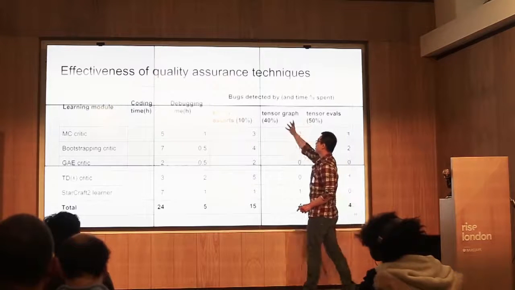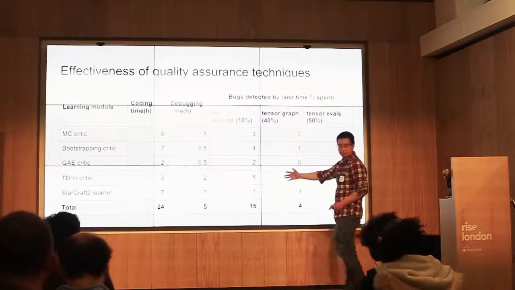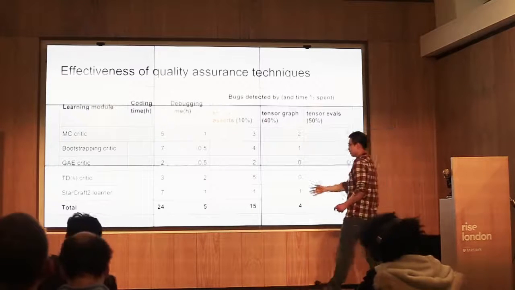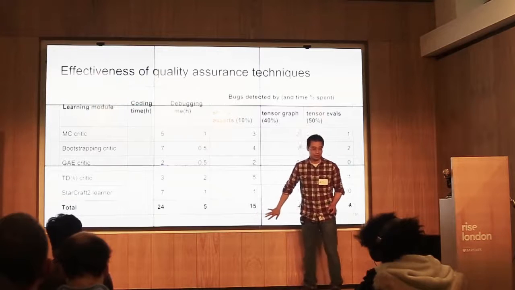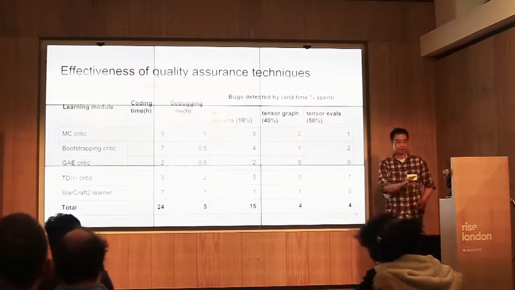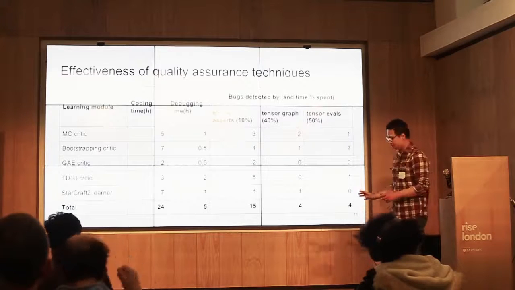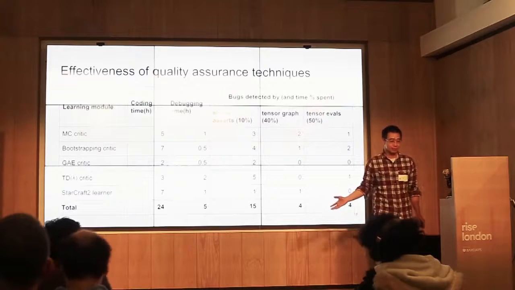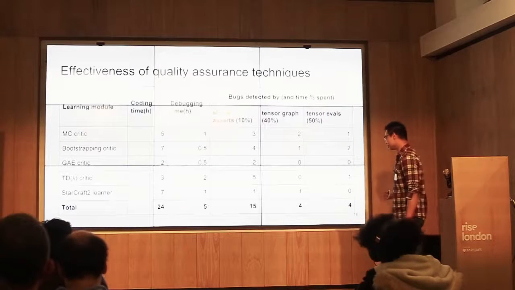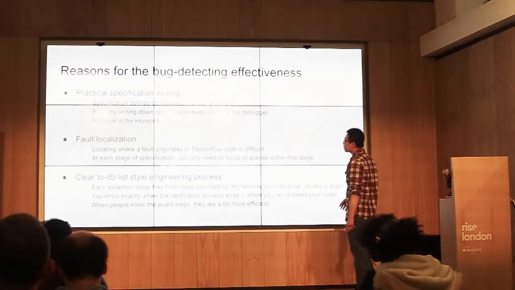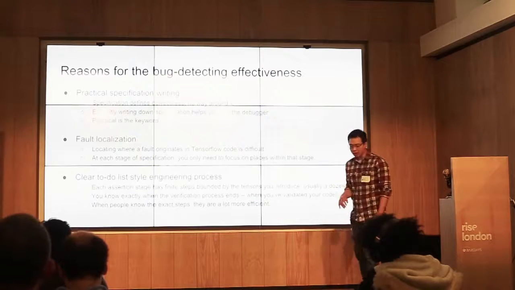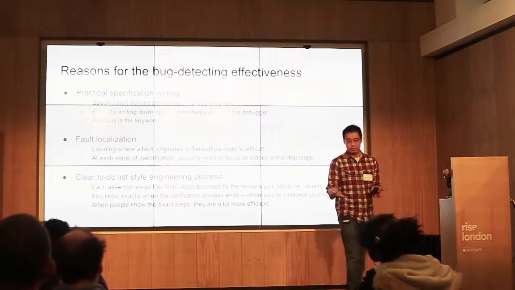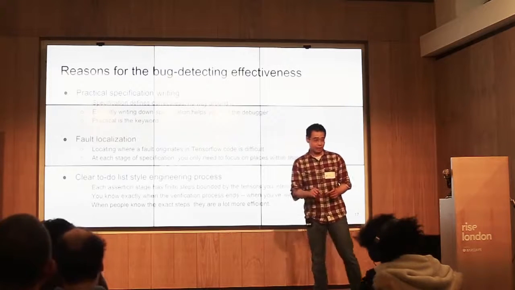And also, we break down the time and bugs we found by applying each of the techniques. For example, shape assertions are trivial to write, and you find many, many bugs. Finding bugs in early stages helps you a lot in finding bugs in later stages. I'm quite surprised to see these numbers. Now, I hope I at least partially convinced you that those assertion writing techniques are effective.